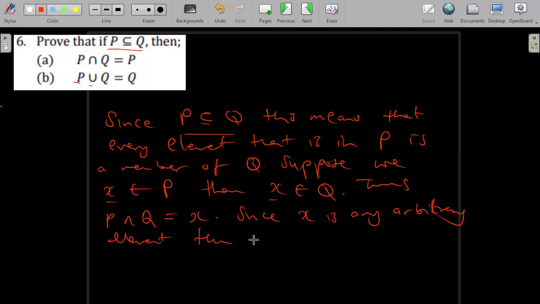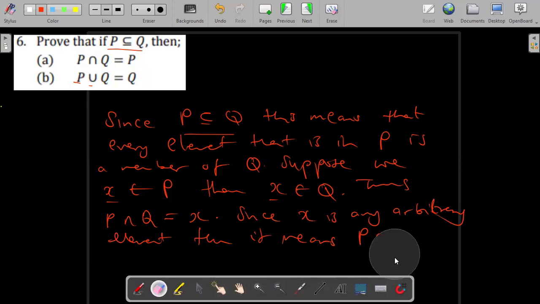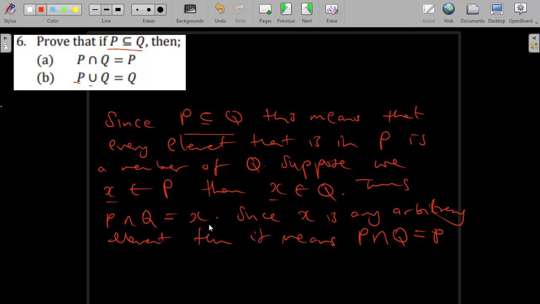then it means that P intersect Q is going to be equal to P. Since X is just any element, the intersection is going to be equal to P. So why is it going to be that? It's because of this property here.